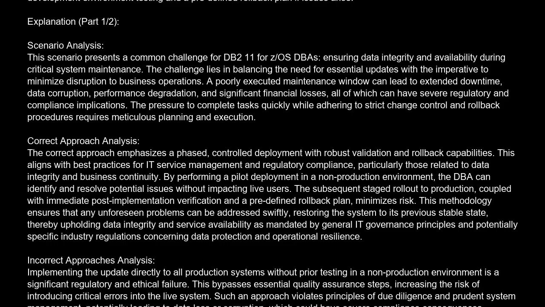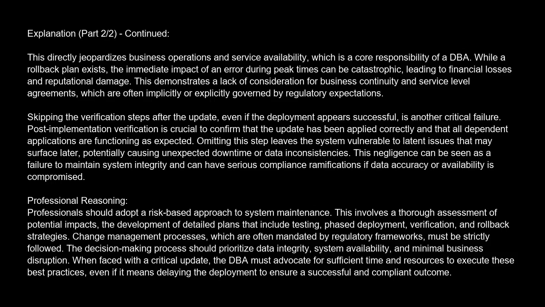Performing the update during peak business hours, even with a rollback plan, is also professionally unacceptable. This directly jeopardizes business operations and service availability, which is a core responsibility of a DBA. While a rollback plan exists, the immediate impact of an error during peak times can be catastrophic, leading to financial losses and reputational damage. This demonstrates a lack of consideration for business continuity and service-level agreements, which are often implicitly or explicitly governed by regulatory expectations.